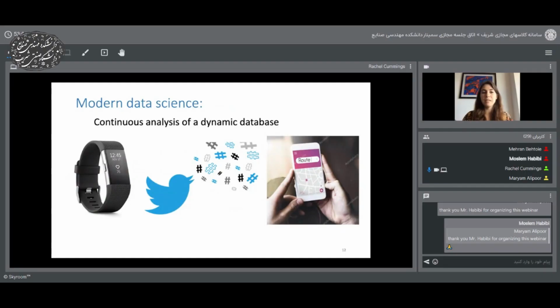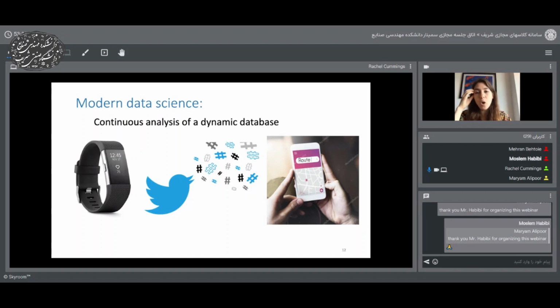But this is not really the world that we live in now, as we have smartwatches, social media, routing and GPS. Everything is changing continuously. You can't just wait until you collect all the tweets in the world and then analyze it, but instead we have to do a continuous analysis on a changing database.